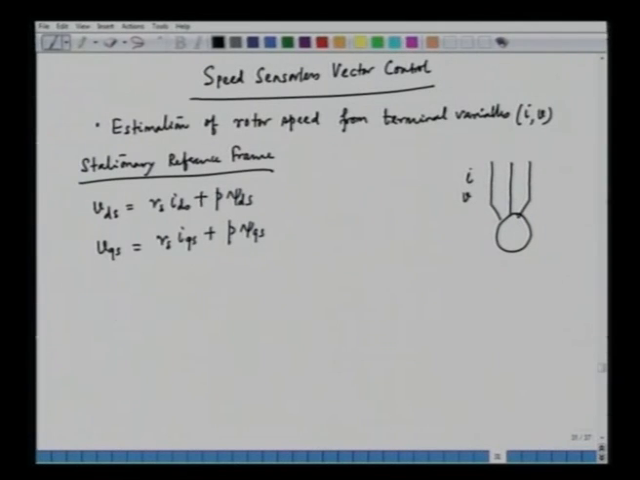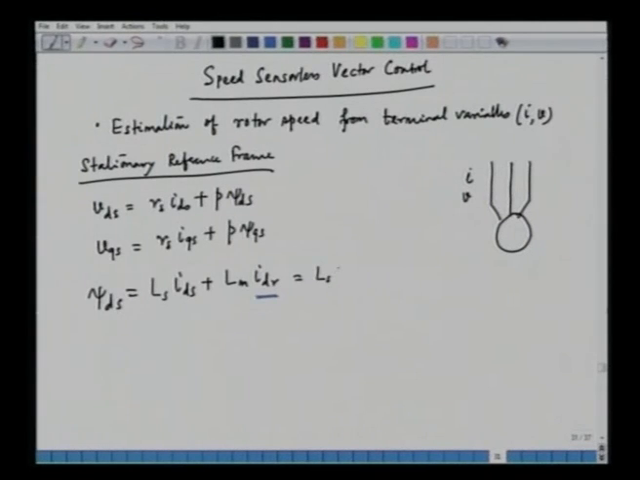And we can express this flux in terms of current. So what we can do here is that we can say, for example, in the d axis, that psi ds equal to Ls IDS plus Lm into IDR. And what is IDR? Again, we do not know what is IDR. IDR is the rotor current, and the rotor current is not easily available to us. So we have to replace for IDR. So this IDR has to be replaced as we have done before.